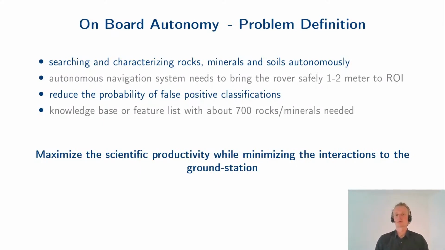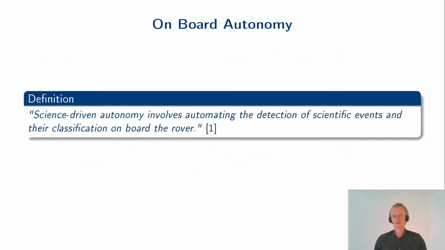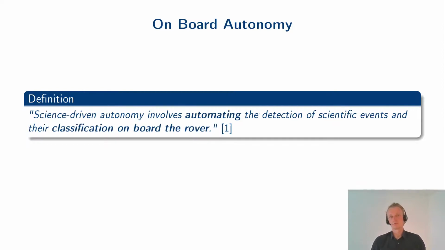However, let's try to solve these given tasks. For that, I would like to start with the definition, since from this definition one can derive the two main parts of this talk. So, science-driven autonomy involves automating the detection of scientific events and their classification on board the rover. So, the first part is automating the detection of scientific events. And the second part is the classification on board the rover.